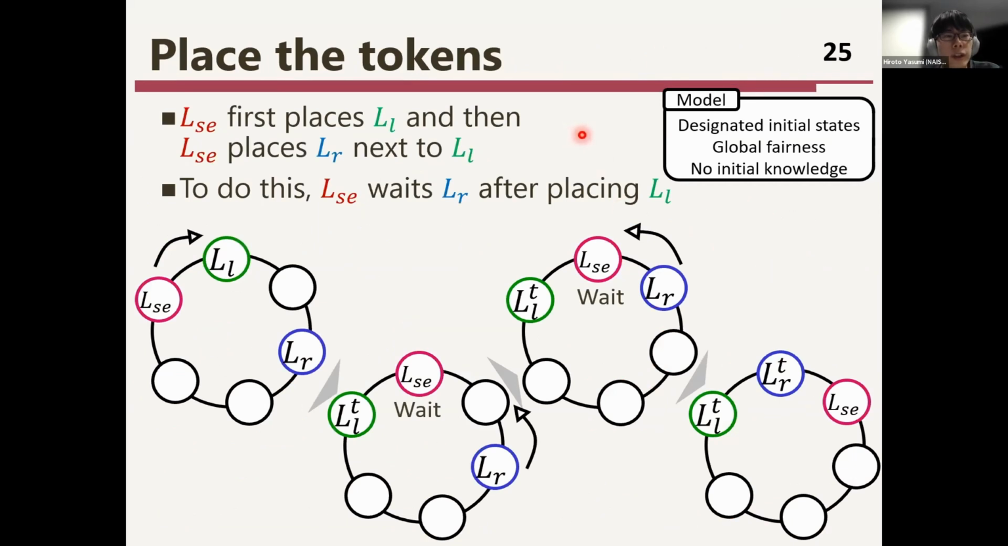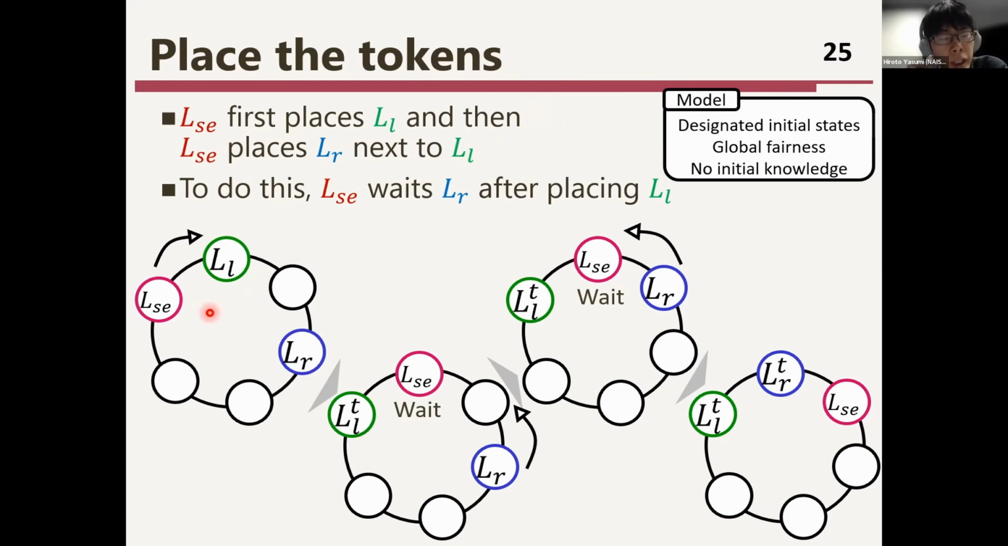Now I'll explain the detecting behavior. First, I'll explain how to place LL and LR tokens. LL and LR tokens are placed by the LSE token. First, the LSE token places the LL token.